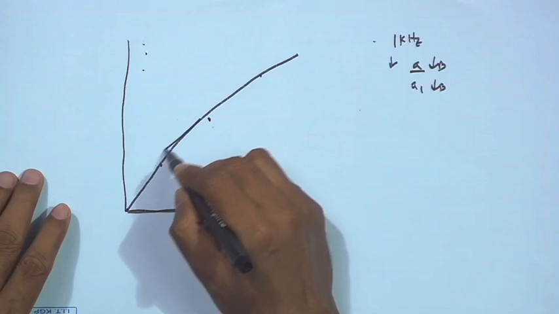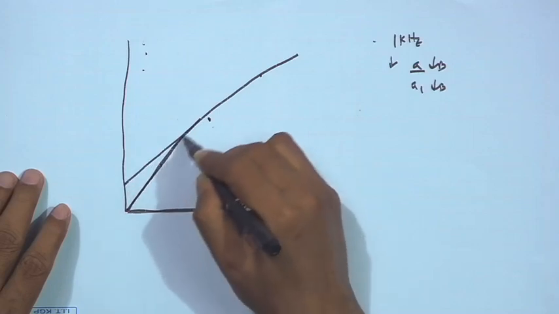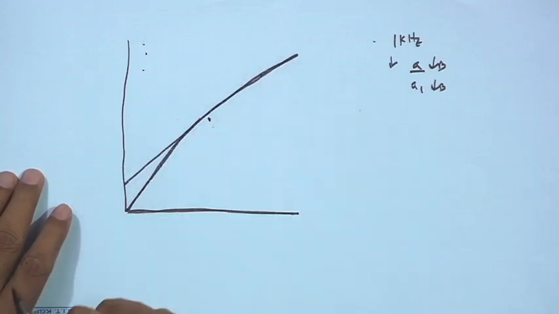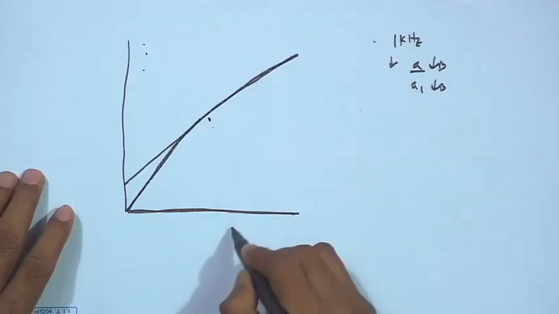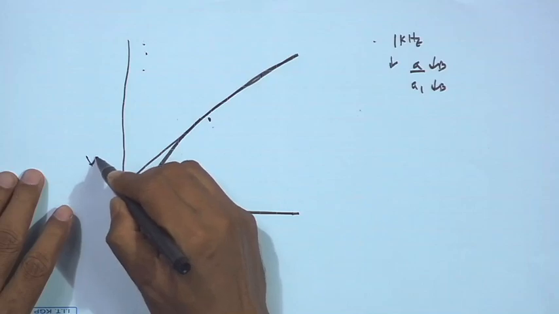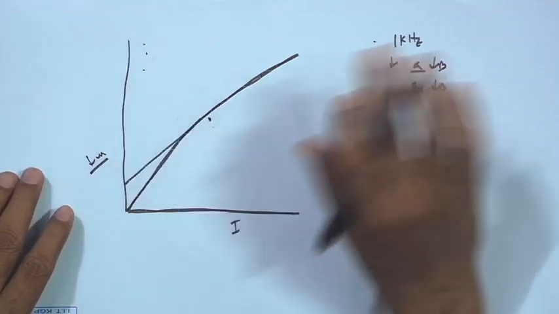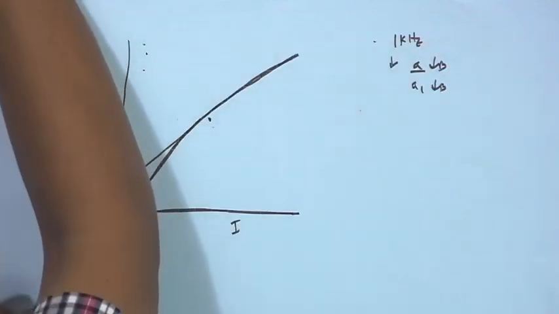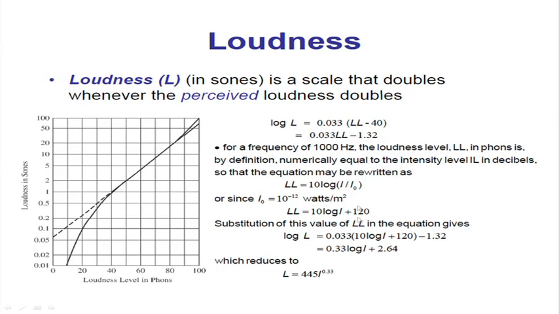Then I derive the equation of the curve and find out the loudness scale and the relation between the intensity and the loudness. This is intensity and this is the loudness. So, this is the derivation of the loudness and intensity relation. I am not deriving it again.